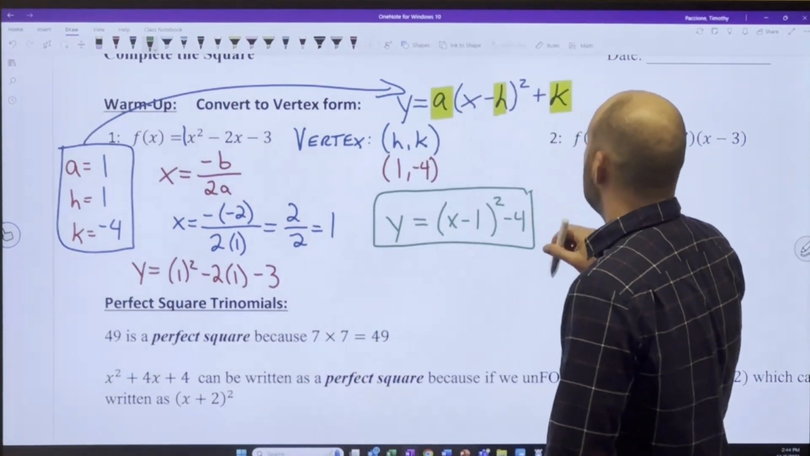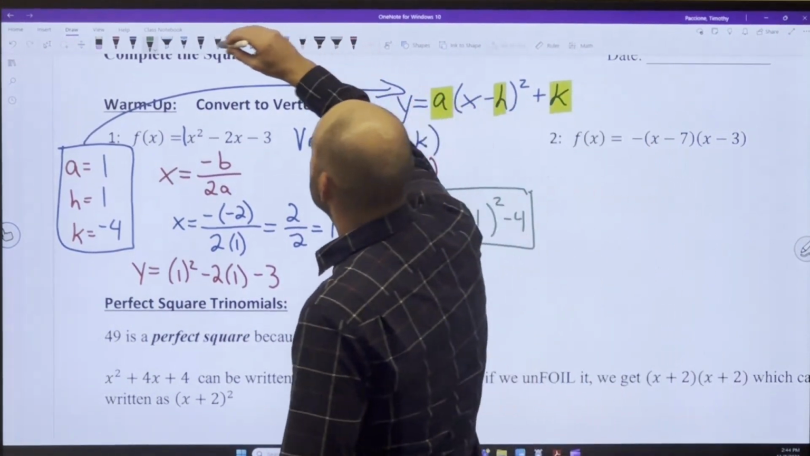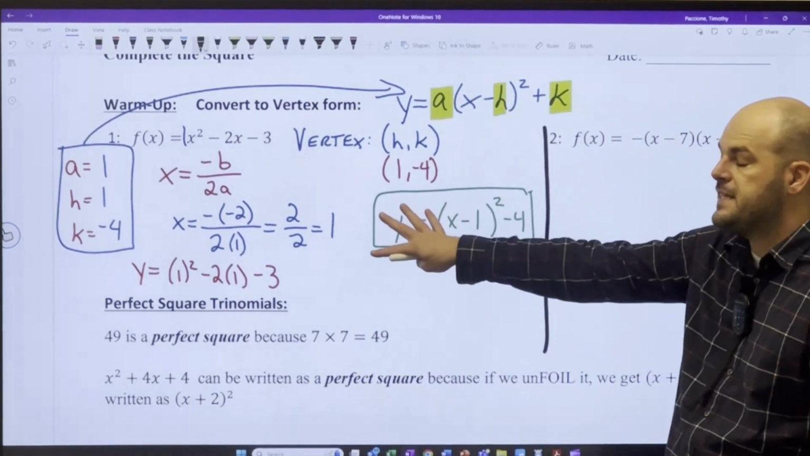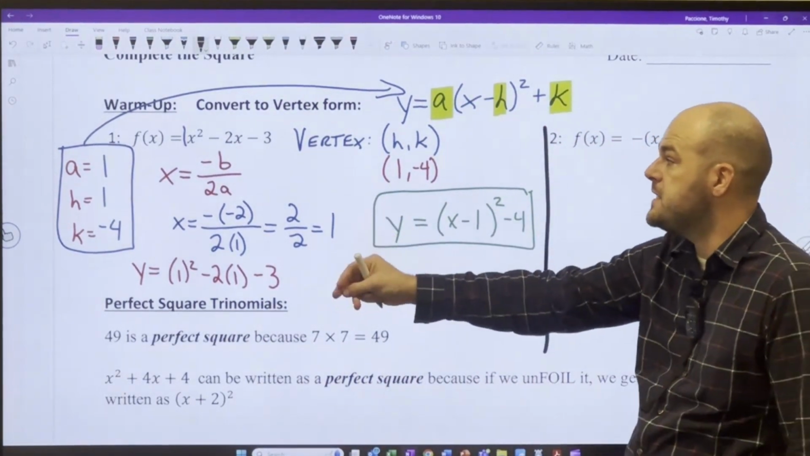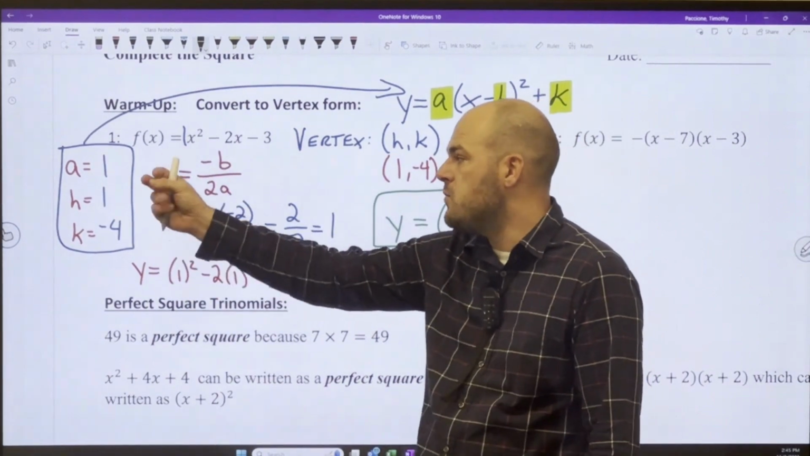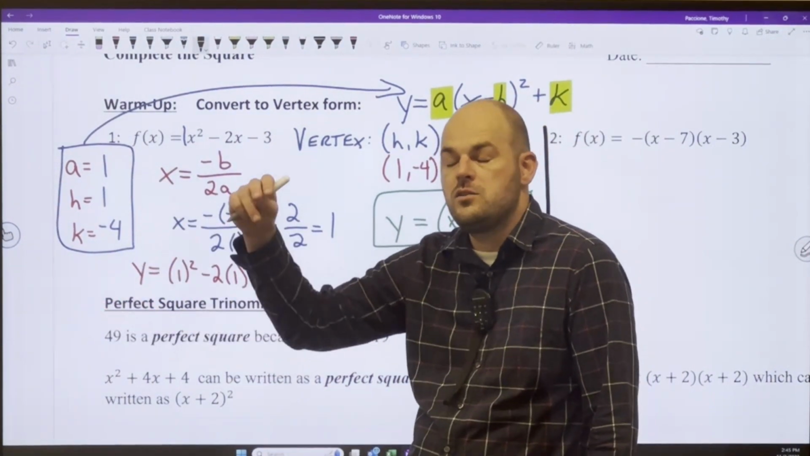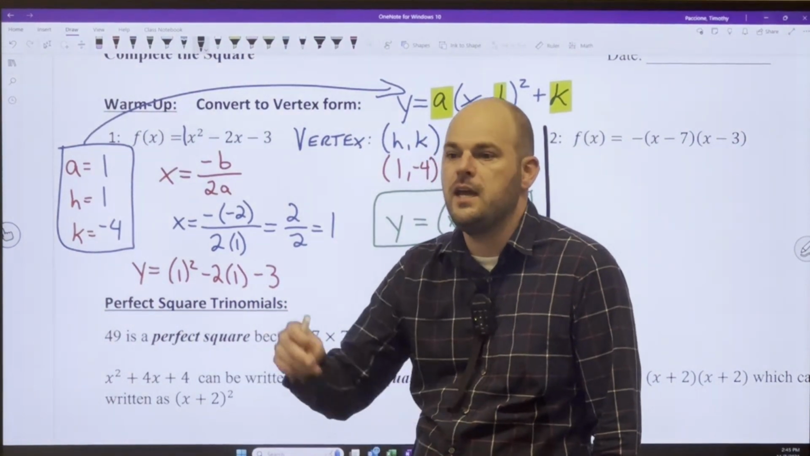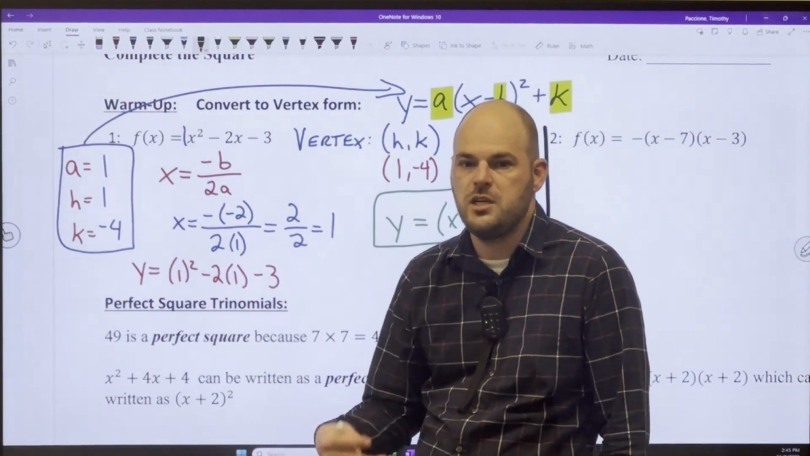So I have good news for you. If you don't love that process, you will have another method for that today. The process is find your a, find your h, find your k. To find your h, you have to do negative b over 2a. You plug it back in to find your k. Then you plug it into the equation, and then you're good.